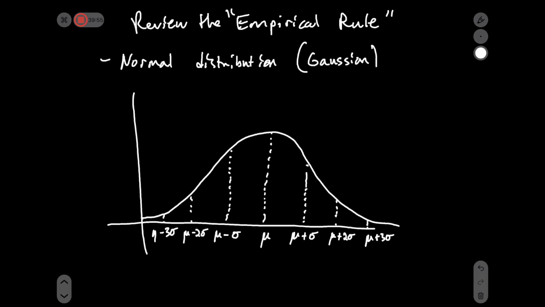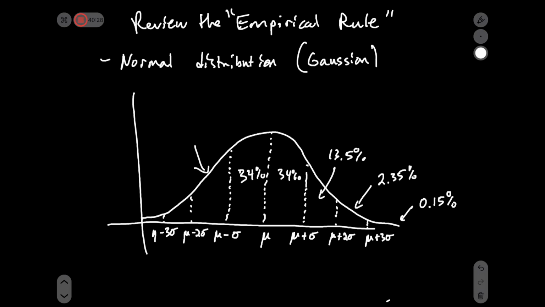that 34% of your data is going to fall to the left of the mean, between the mean and one standard deviation out. 34% of your data will fall here. 13.5% will fall here. 2.35% here, and 0.15% of your data there. Okay, it's the same over here. This is a nice, perfectly symmetrical bell-shaped distribution or normal distribution.